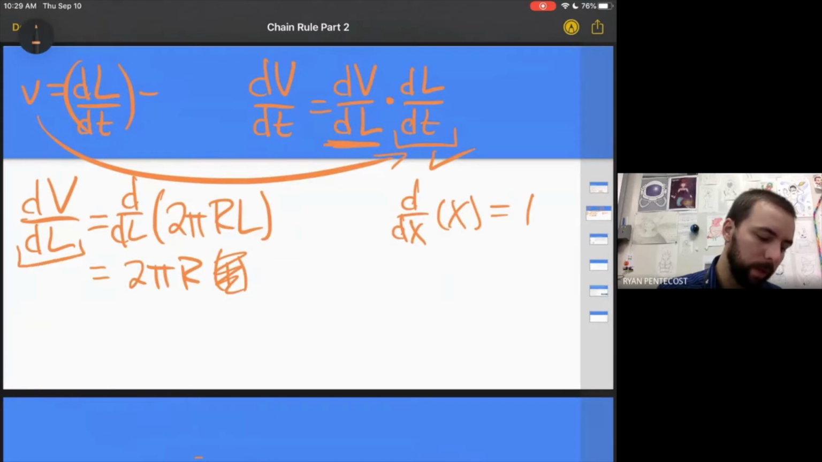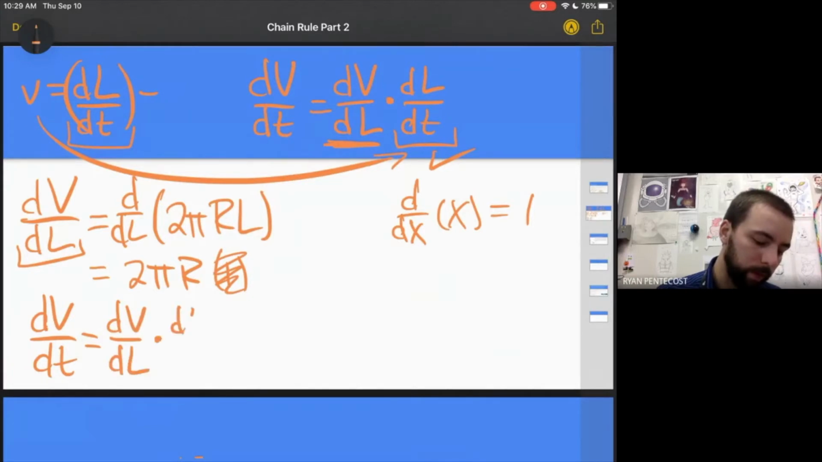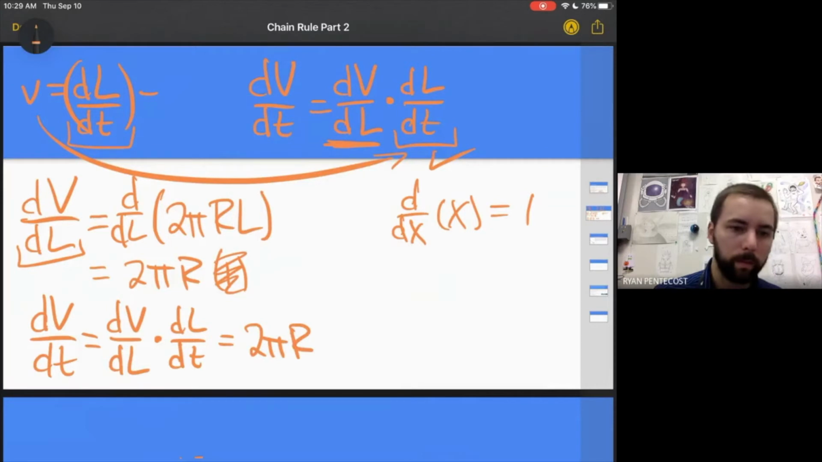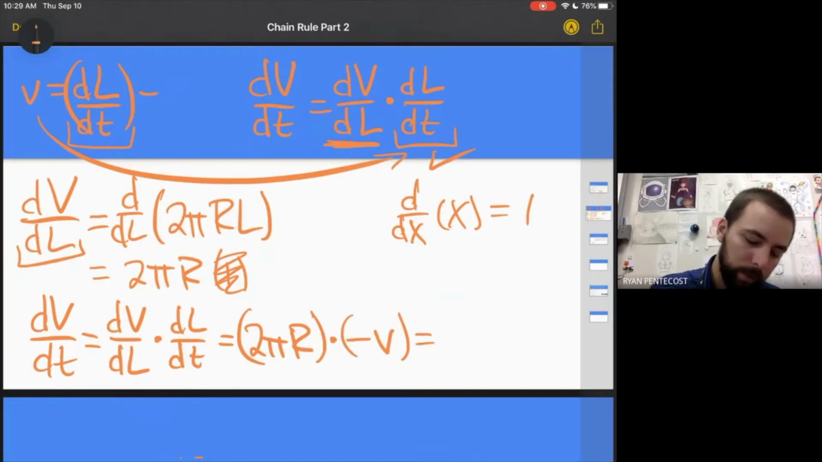Right, now we have dV dL, we have dL dt. So if we want the derivative of volume with respect to time, we have derivative of volume with respect to length times the derivative of length with respect to time. So derivative of volume with respect to length is 2 pi r. And then we multiply that by the derivative of length over time, which would be negative velocity, right? So this comes out to negative 2 pi v r.